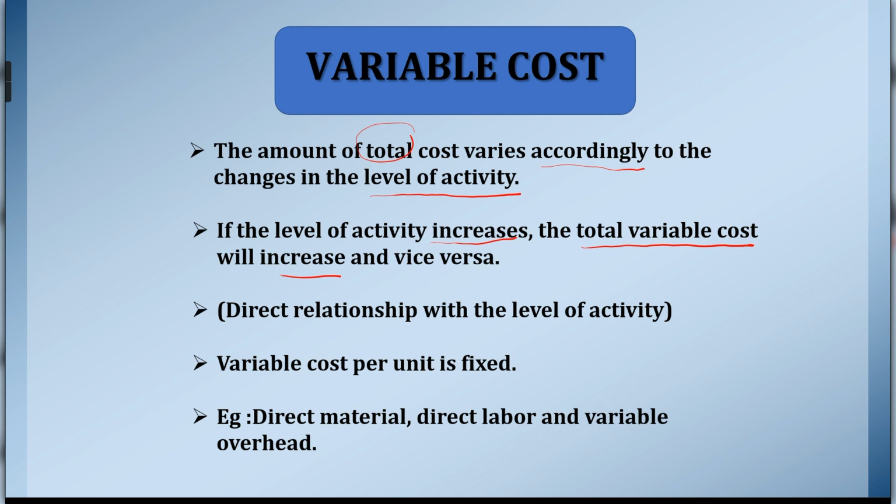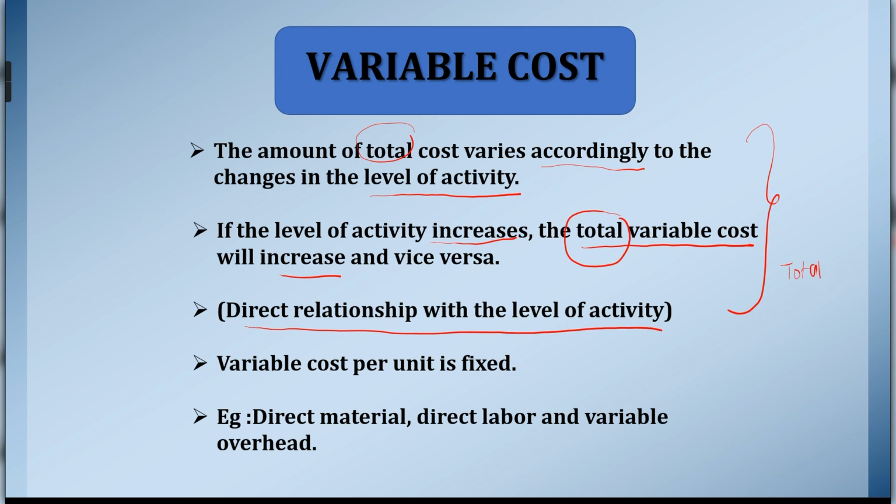So that means variable cost in total, jumlah dia akan berubah ikut tahap pengeluaran. So if the tahap pengeluaran increase, meningkat, okay, the total variable cost will also increase. Okay, but if the level of activity decrease, menurun, so automatically the total of variable cost, total we are referring to total of variable cost, will also decrease. Okay, because total untuk variable cost ni dia berubah ikut tahap pengeluaran. Okay, so that is why we see the direct relationship with the level of activities, sebab totals tu dia akan ikut level of activity. Okay, ini kalau dalam bentuk total, jumlah.